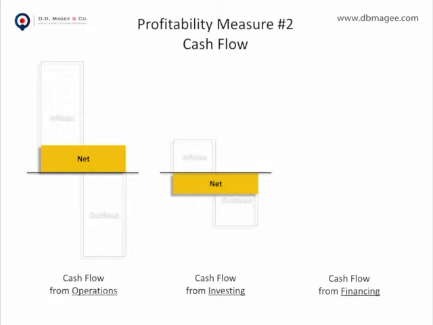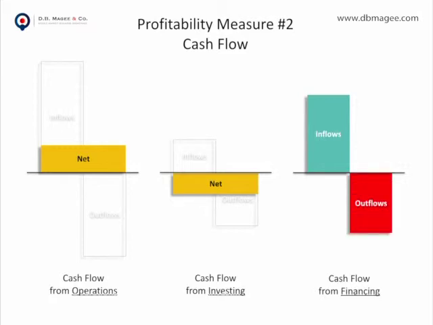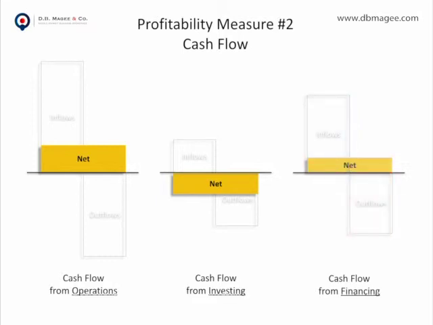Finally, there's cash flow from financing activities. These are cash flows between the company and its owners and creditors. Inflows would include cash proceeds from stock sales, from bond issuances, or other credit arrangements. Outflows could include dividend payments to shareholders, or cash payments to repurchase stock, pay down debt, or repurchase previously issued bonds. That's cash flow, our second of 4 profitability measures.